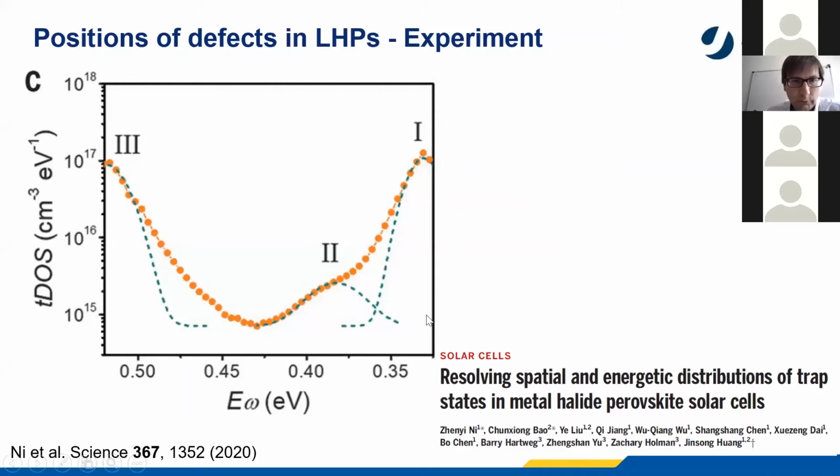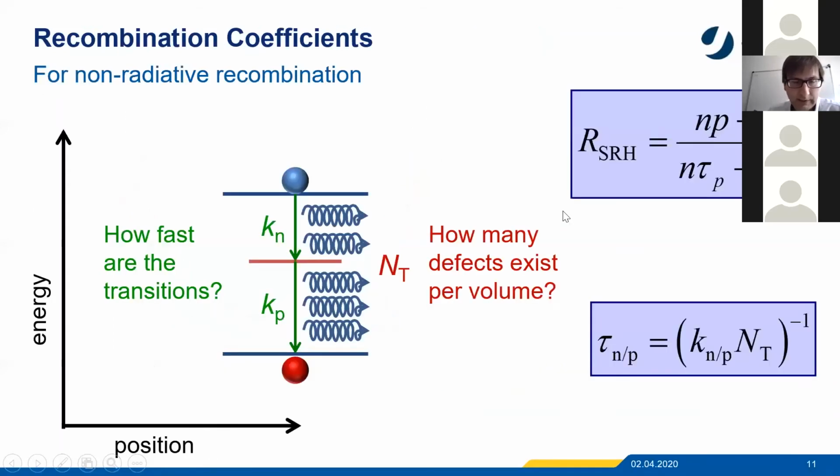Okay, so what we take from here, it's difficult to measure where they are, and even if we can measure it, it would only be a small slice of the band gap that we would be able to access most of the time. So another question that we can ask ourselves, okay, we don't know exactly where the defects are, but can we understand how detrimental the defects would be?